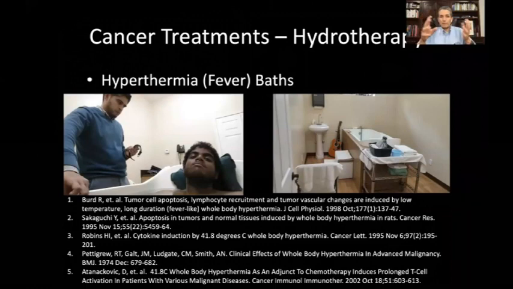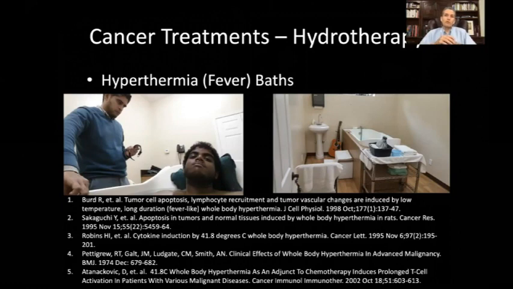How high does it need to be? Well, it depends on how much you can tolerate. In Europe, some of the studies are looking at body temperatures up to about 107, 107.2 degrees Fahrenheit, 42 Celsius. Really high temperatures, with real strong effects associated with it, but it depends on what you can tolerate.